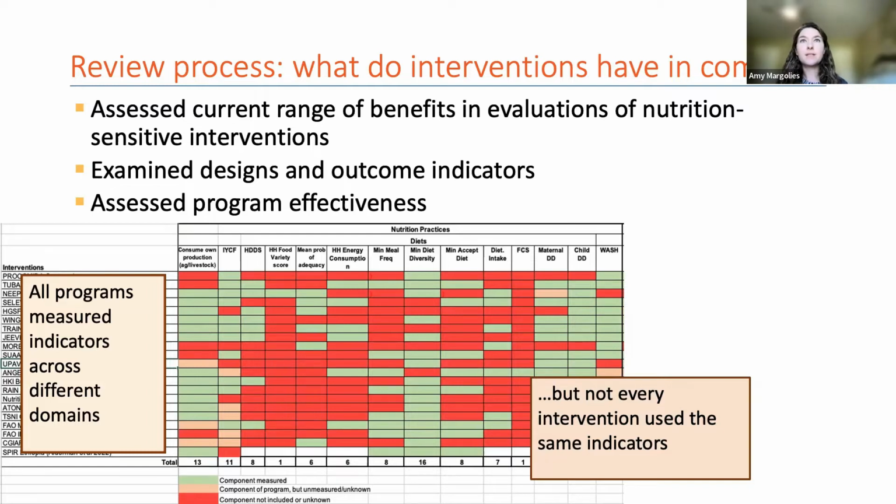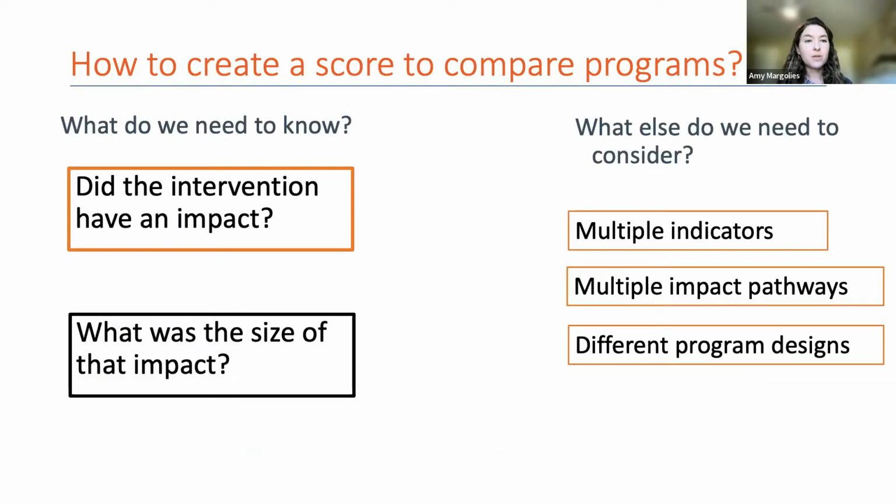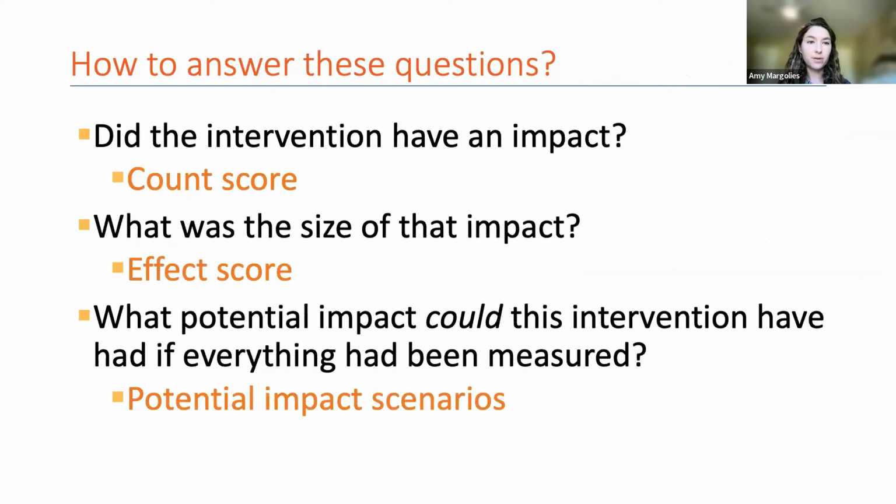But looking at these different pathways, there was consistency in some of the indicators and measurement, and that's essentially what we wanted to look for. So we had to think through first, did the intervention have an impact, but taking into consideration those multiple indicators, impact pathways, and different program designs. So to handle this heterogeneity in design and measurement, we created a couple different scores to look at this. The first is essentially a count score, a very straightforward binary score for each impact pathway to capture any impact on outcomes within these impact pathway buckets, we're calling them, and then adding those scores across the buckets.